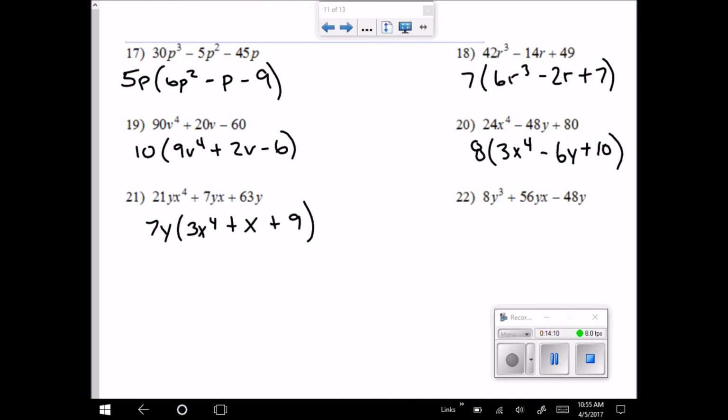And it happens again in 22. So we'll pull out an 8 here, and we should also pull out a y. I almost forgot there, because we have a y to the 3rd here, y here, and y here. So this is going to be y to the 2nd plus 7x, because we pull out that y, and then 6, and then we pull out the y. So that's all you're needing.